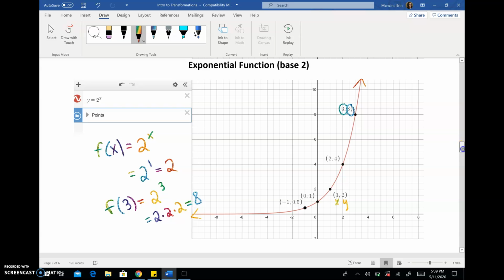Again, this is a parent function, but all exponential functions will have that rapid growth structure. It could shift to be over here or over here, but it's still exponential in structure. But the parent function is the base function where you don't have anything added to it, like +1. So that's an exponential function.